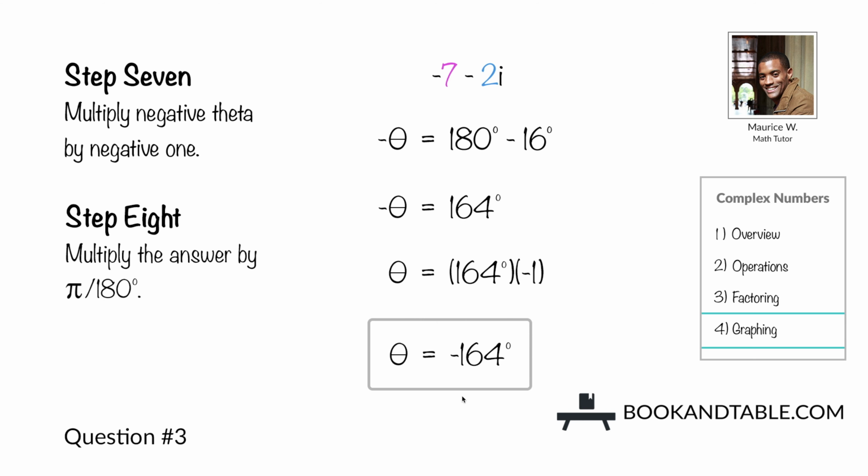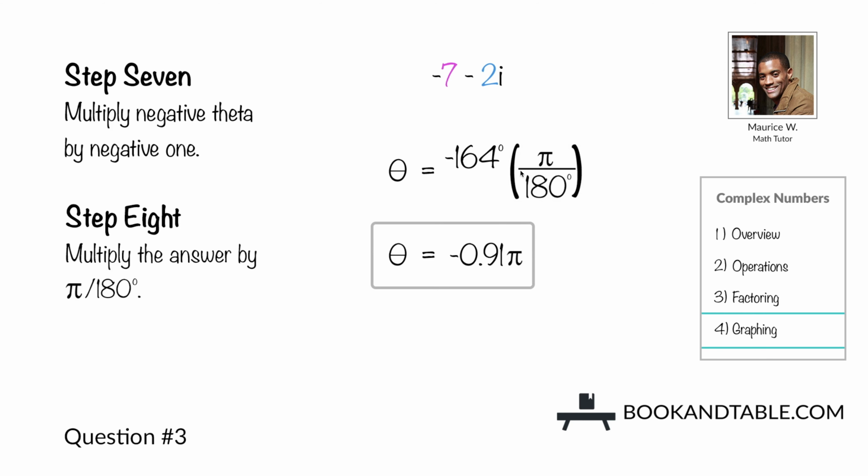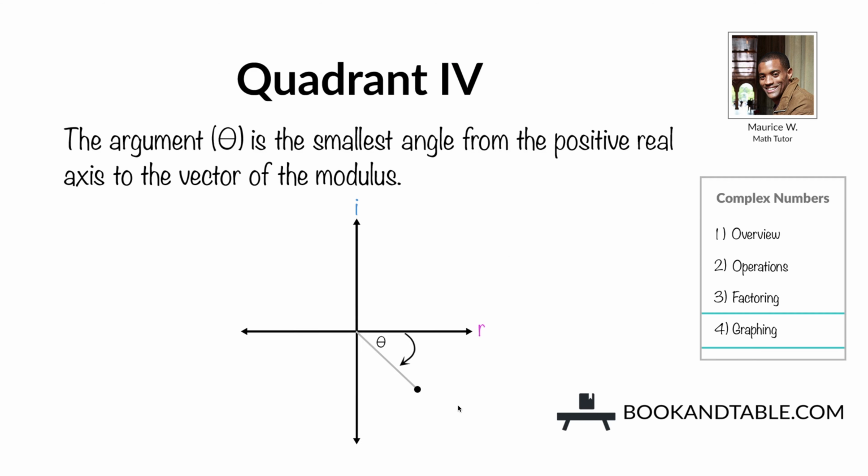And if we would like this answer in radian form, we want to multiply it by pi over 180 degrees. Negative 164 divided by 180 degrees shows that theta, or the argument, is also equal to negative 0.91 radian. So the answer is negative 164 degrees, or negative 0.91 radian. So that is how you go about finding the argument in the third quadrant.